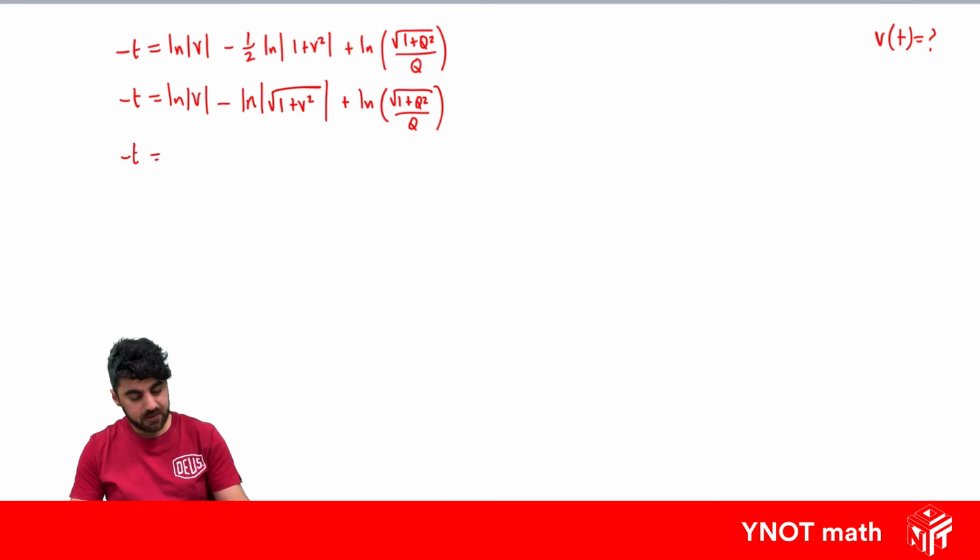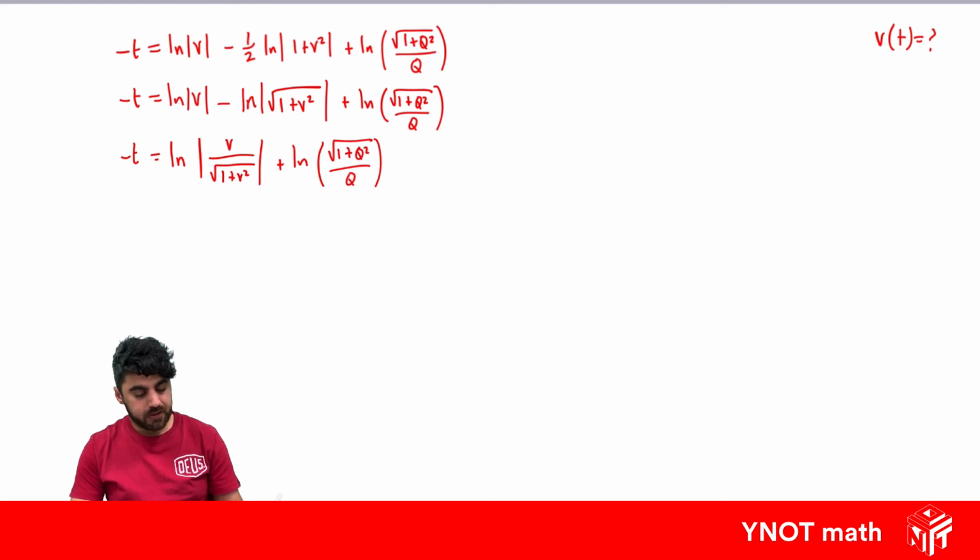So we get minus t equals the log of the absolute value of v over the square root of 1 plus v squared, plus the log of the square root of 1 plus q squared all on q. Here we have the sum of the logs, so we're going to have the log of a product. There's going to be minus t equals the log of the absolute value of v all over the square root of 1 plus v squared, multiplied by the square root of 1 plus q squared all on q.